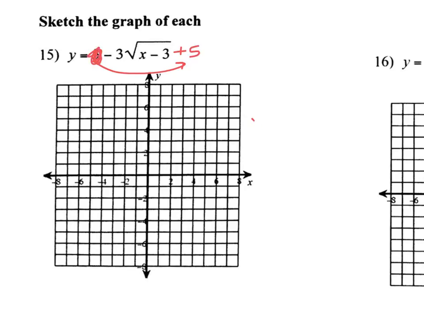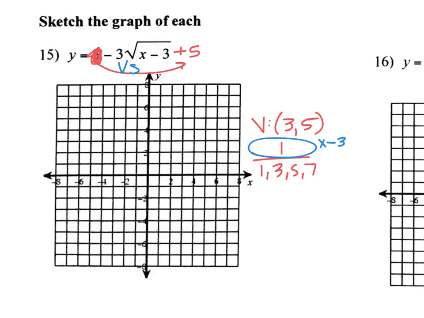Okay, so vertex is inside's opposite. That's 3, outside's the same. And then this is square root, so the pattern is 1 over 1, 3, 5, 7. That -3 on the outside, that is a vertical stretch. And since it's vertical, rise over run, that's affecting my rise right here. So I'm going to multiply my rise by -3.